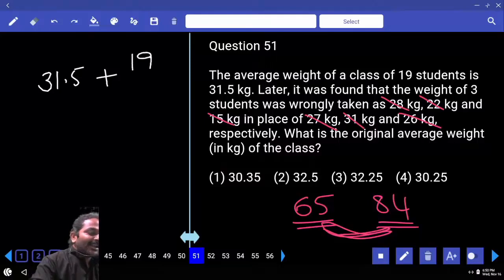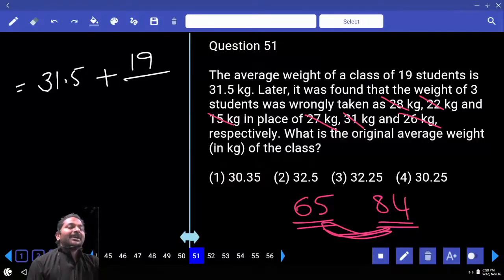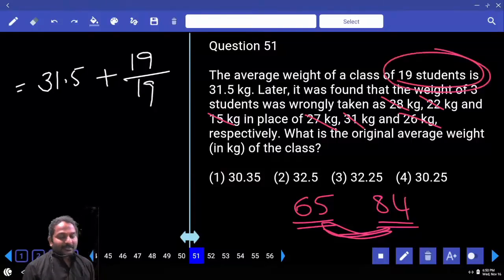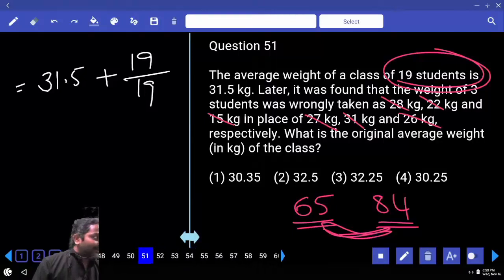Can we directly add 19 to 31.5? Why? Because we need to calculate the average. 31.5 is an average, but 19 is just a number, so it should be converted to an average for how many students? Answer: 32.5. That's it.